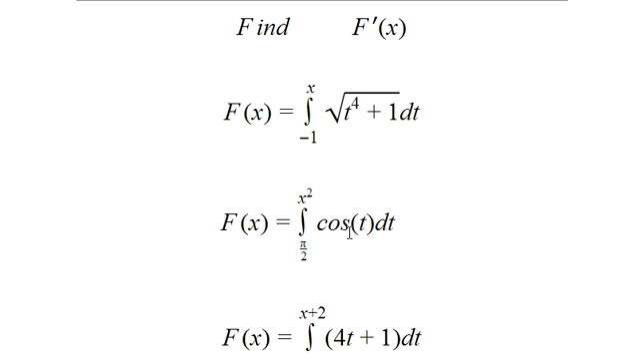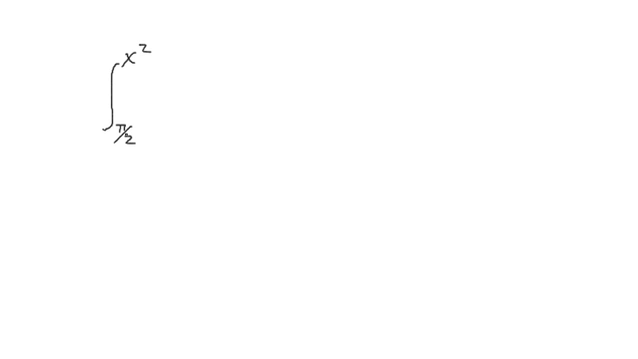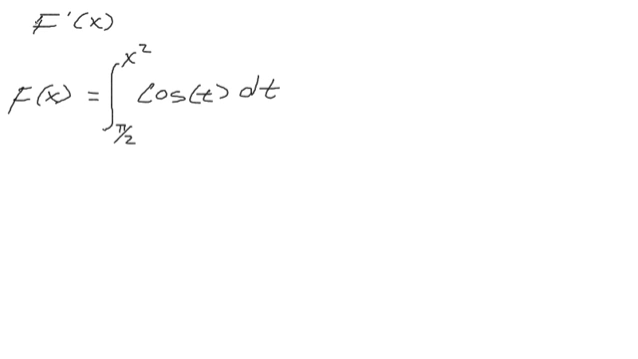We're going to look at this trig function here, cosine t. So let's look at this one here. Remember what this is, and we want to find f prime of x. Now you notice this is x squared up here, so we're going to have to do something different. So we've got the integral from pi halves to x squared of cosine t dt, and that's going to be equal to f of x, and remember we want to find f prime of x.